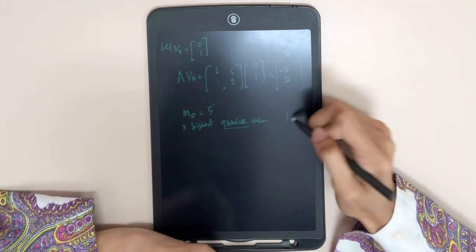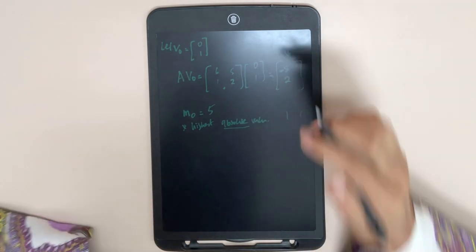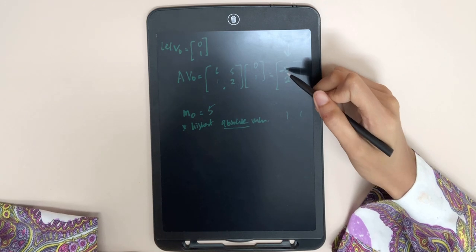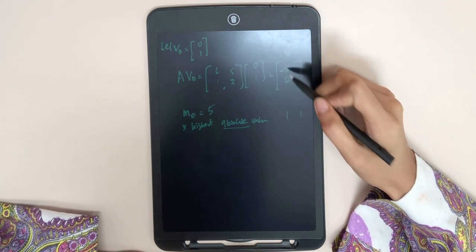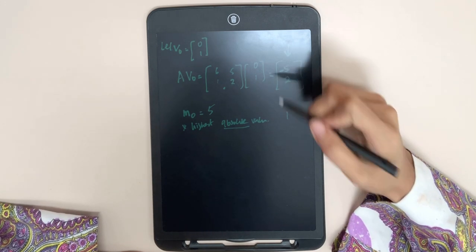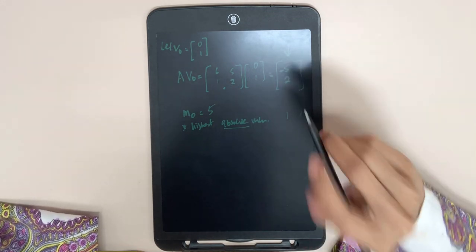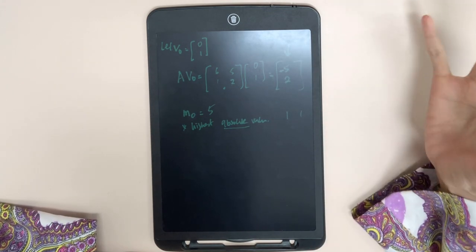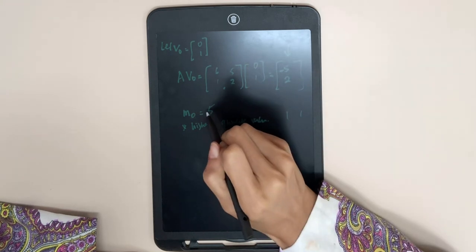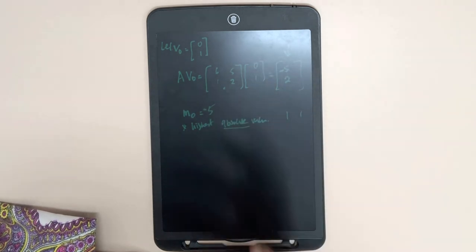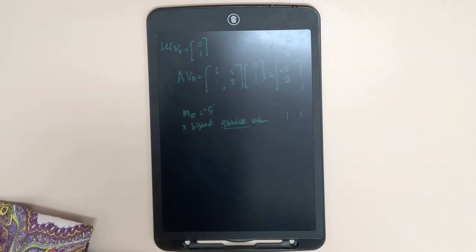Absolute means modulus, okay? Modulus. So negative 5, even though it's negative 5, we consider this one as positive. So between negative 5 and 2, the largest one is negative 5, which is 5. But when we write it here, you should bring the negative sign also.